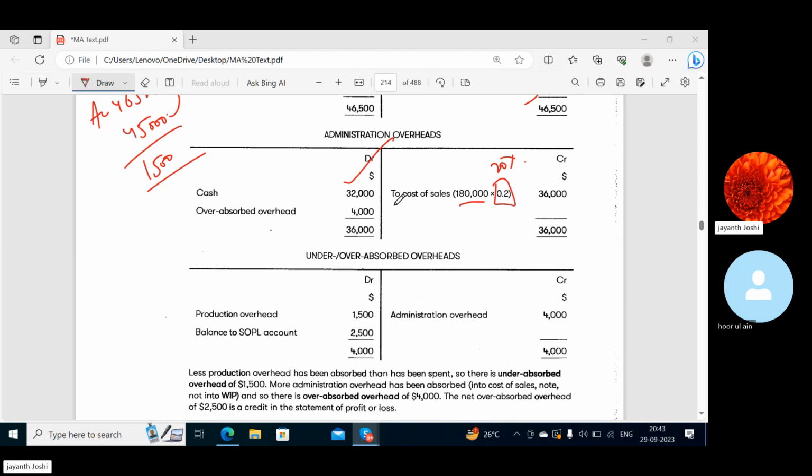So the thing is, what we have paid or incurred is 32. Okay, and what we absorbed is 36. That means we have incurred less, we charged more, so it is over absorption, 4,000, right?